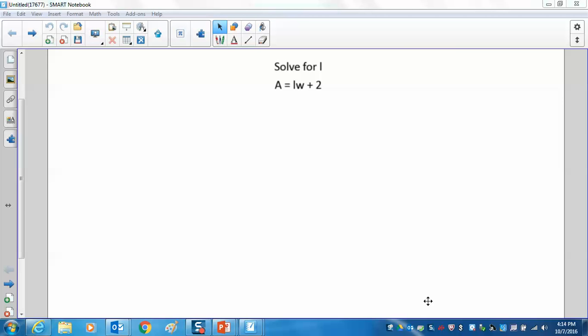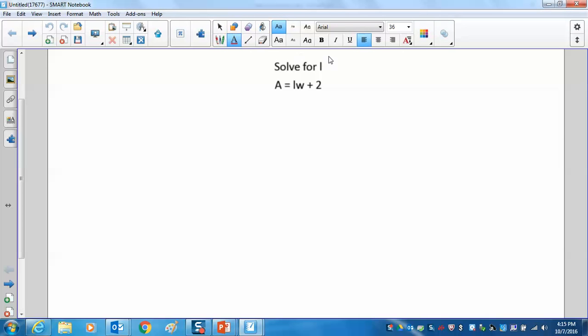If we look at our first equation, they're asking us to solve for L. Right now, the equation has been solved for A. So in general, you're going to use opposite operations. This is a fairly easy problem. If we want to get L by itself, we first need to get this whole term by itself. So we need to move the plus 2 to the other side. We're going to use opposite operations. We're going to subtract 2 from both sides.